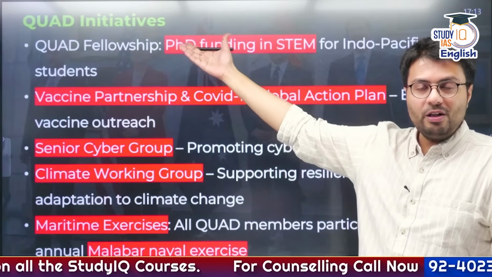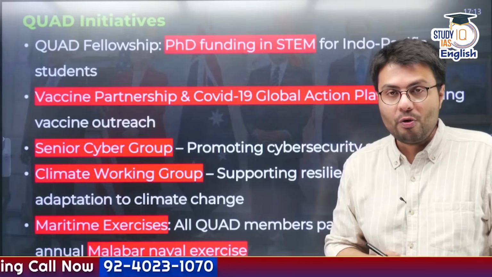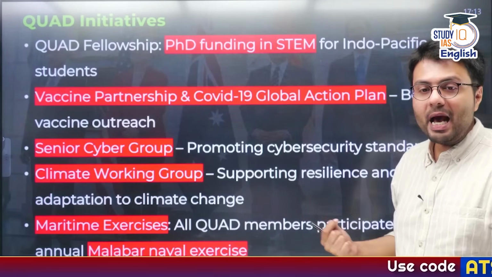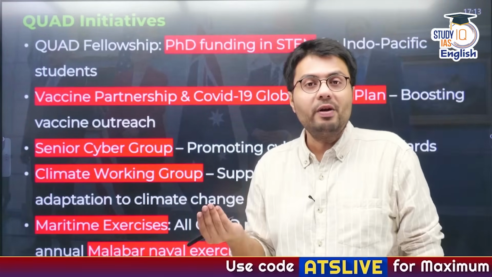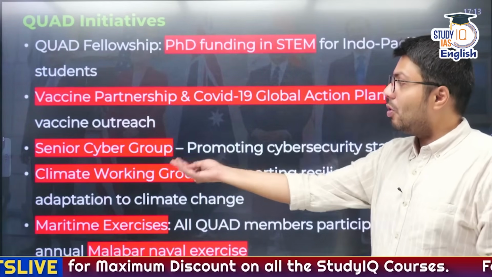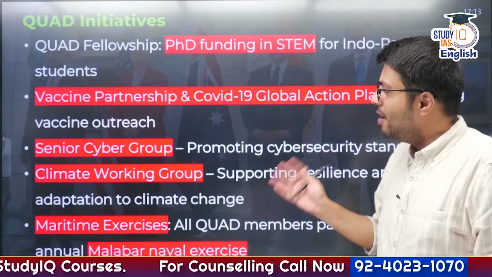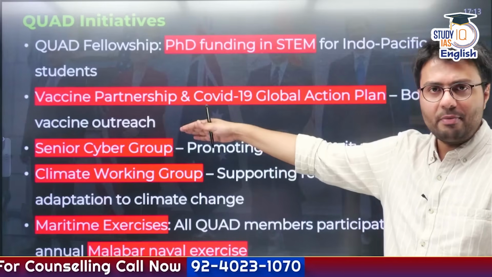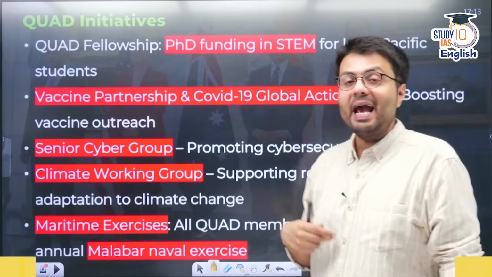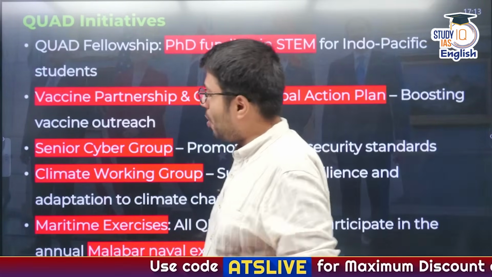First, Quad started with a Quad Fellowship, which is essentially funding provided to PhD students who are doing their PhD in STEM courses in the Indo-Pacific region. Similarly, the Vaccine Partnership and COVID-19 Global Action Plans ensure a stable supply of COVID-19 vaccine. To ensure cyber security, there is a Senior Cyber Group. There is also a climate working group which supports climate change resilience as well as adaptation by providing funding for renewable energy and other climate initiatives. There is also a maritime exercise that all these Quad members conduct, known as the Malabar Naval Exercise. So these are the initiatives that have been there by Quad earlier.